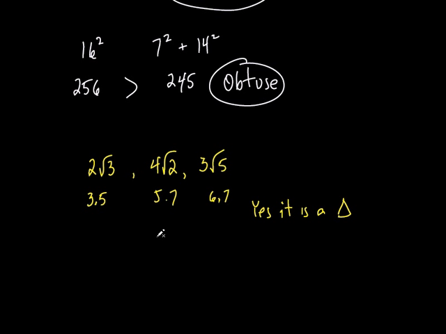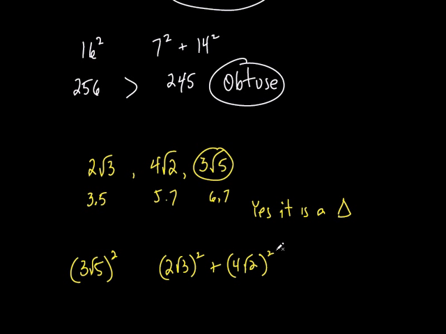Now what we want to do, this is what I was really getting at, is see if it's acute, obtuse, or right. So what do we do? We take the longest side first. Which one's the longest one? This one right here, 3 square root of 5, and we have to square it. Now look what I did, I put it in parentheses. Now I'm going to compare it to the sum of the squares of the two shorter sides. So I'm going to take 2 square root of 3, square that, and then add it to 4 square root of 2, and square that.